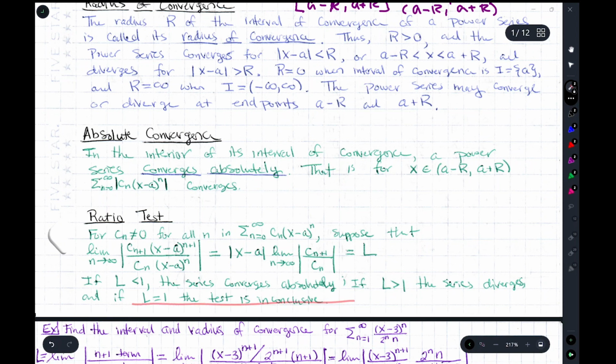And if L equals 1, the test is inconclusive. And now someone could say, well, you're saying converges, diverges, for what x? Because x is a variable. Well, that's the whole point.